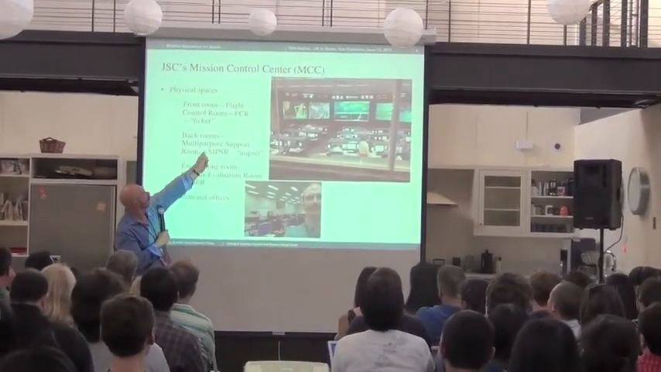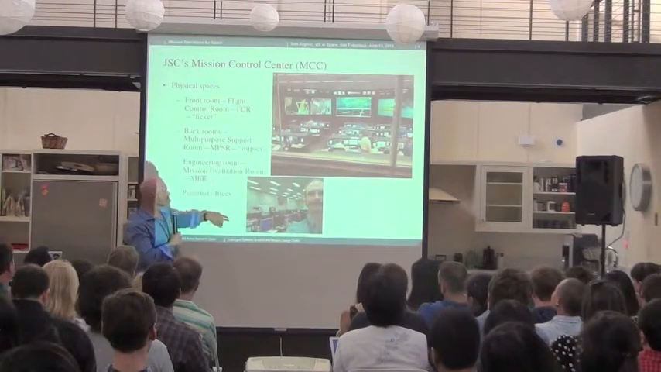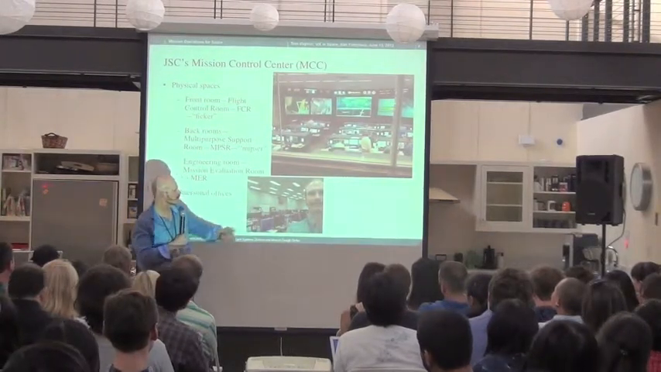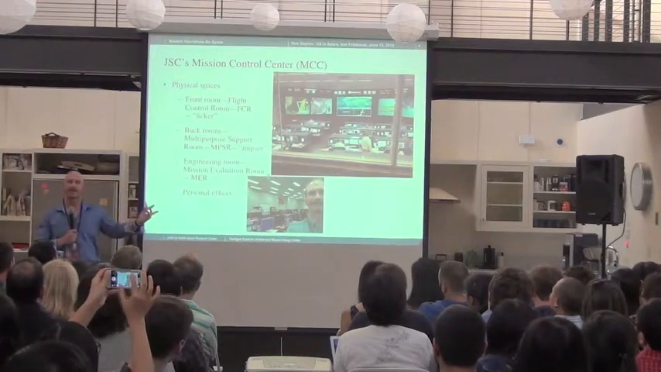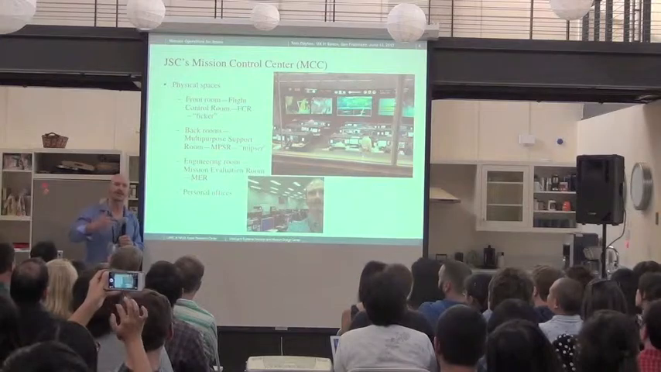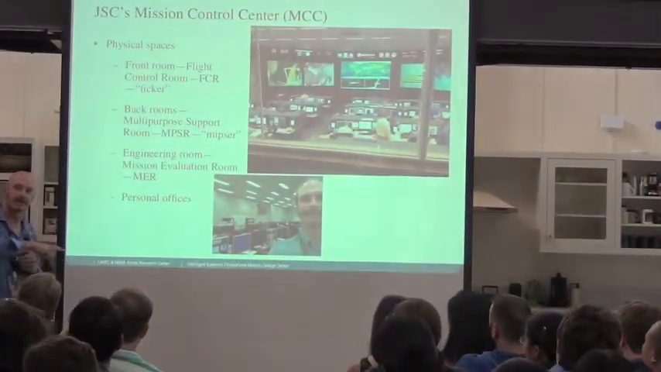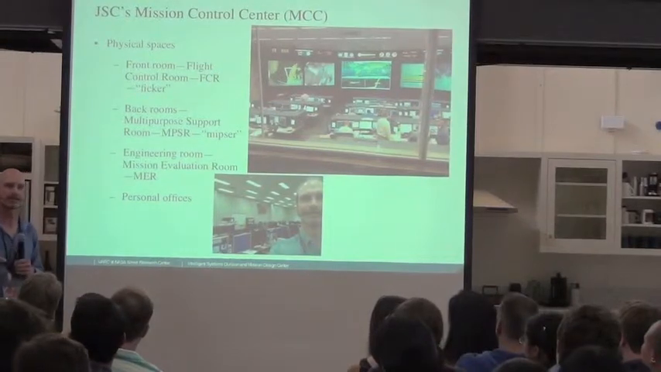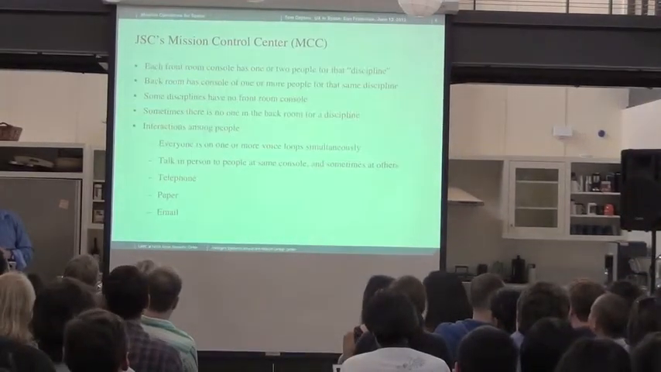The back rooms are called MPSRs, multi-purpose support rooms. And then there's an engineering room. I don't know if that's for station or shuttle. And then they've got their personal offices as well. So those are all the spaces where these users of the ground software work. And they work in all of those, and they communicate among those too. So this will give you an idea of the diversity of the work situations.